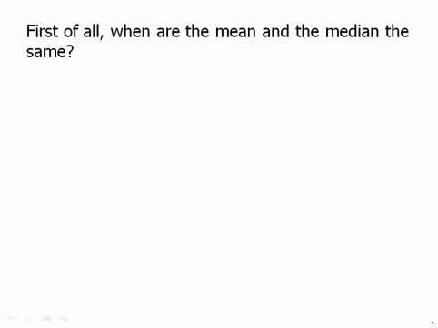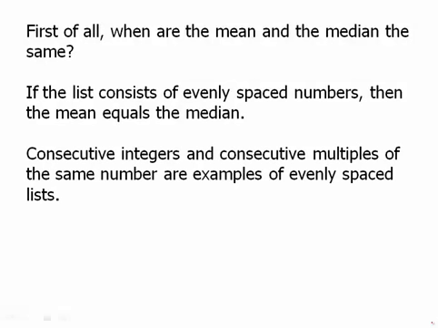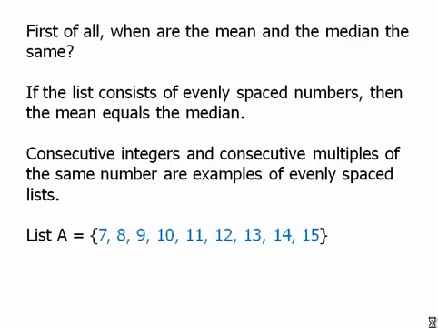First of all, when are the mean and the median the same? Well, certainly, if the list consists of evenly spaced numbers, then the mean equals the median. Consecutive integers and consecutive multiples of the same number are examples of evenly spaced lists. For example, if I had the first 20 multiples of 7, that would be an evenly spaced list. When we have an evenly spaced list, the mean and the median are identical. So, for example, in this list, we have 9 numbers, so the mean and the median are both equal to the middle number on the list, 11.